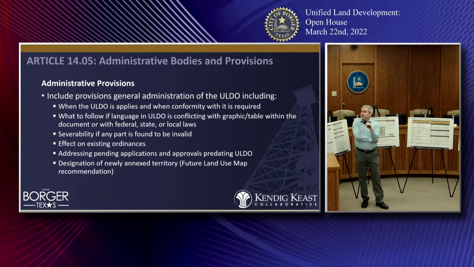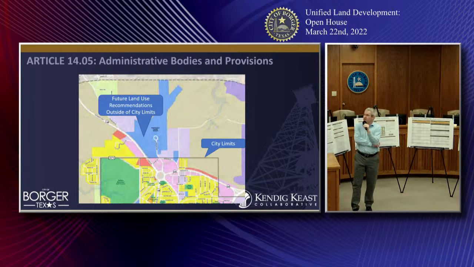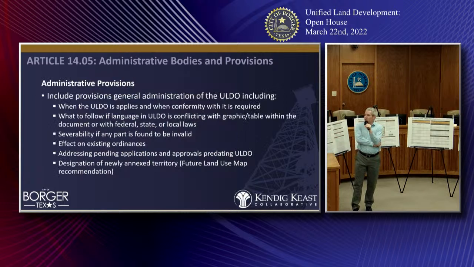There are administrative provisions in this document that are a catch-all for a lot of different things, and I won't go through each of those, but just several different housekeeping aspects that the ULDO handles. One of those has to do with annexation. The final bullet, designation of newly annexed territory.